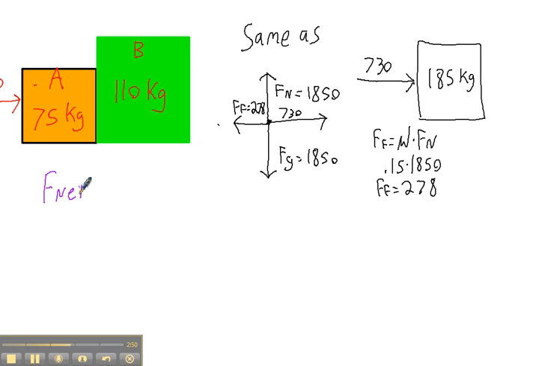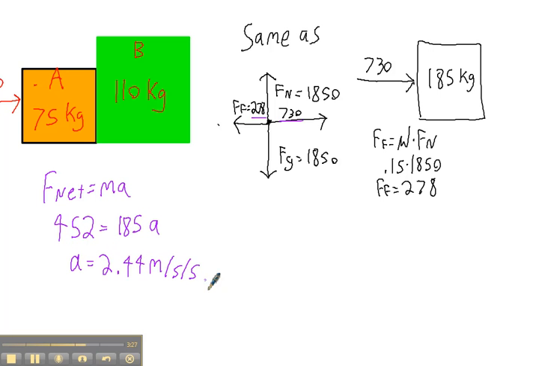we just do F net equals MA. The net force between these two, hopefully I don't have to tell you, you just subtract them, right? If you pull this hard to the right and that hard to the left, you get a net force of 452 newtons to the right, and then you use the mass of the whole thing, so equals 185A. And then to get A by itself, you just divide both sides. Hopefully you're used to the drill by now. I got 2.44 meters per second per second. So that's the first part.